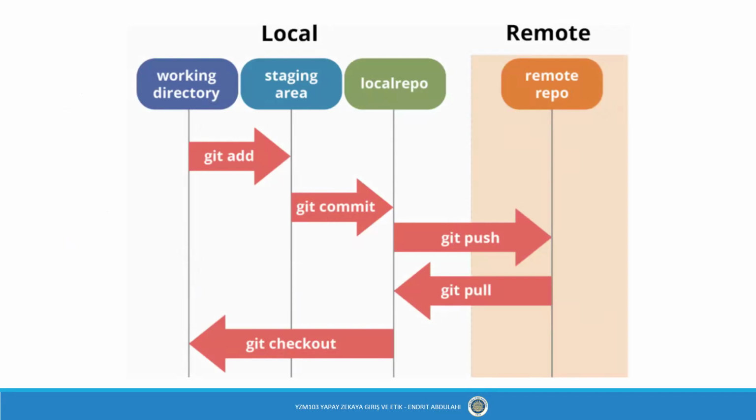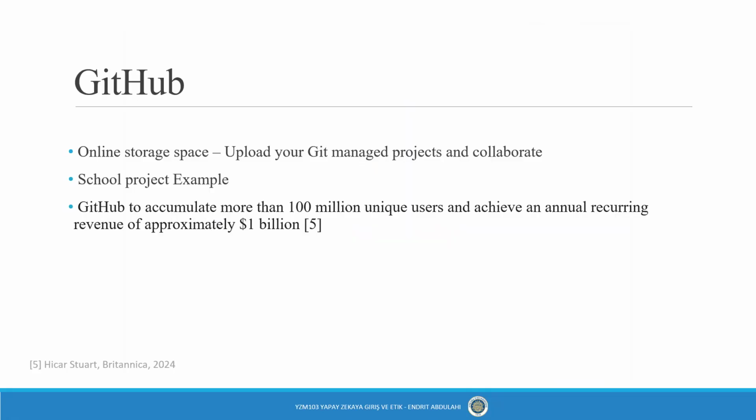Here we can see the working directory, which is basically the place where you do the work and changes. You then use the git add command to add those changes to the staging area. From there on, you commit those changes which you have already made, meaning that you're saving them to the local repository. You have the git push and pull commands, as we said, syncing those changes. And you have the git checkout command, which basically means that the operations are done.